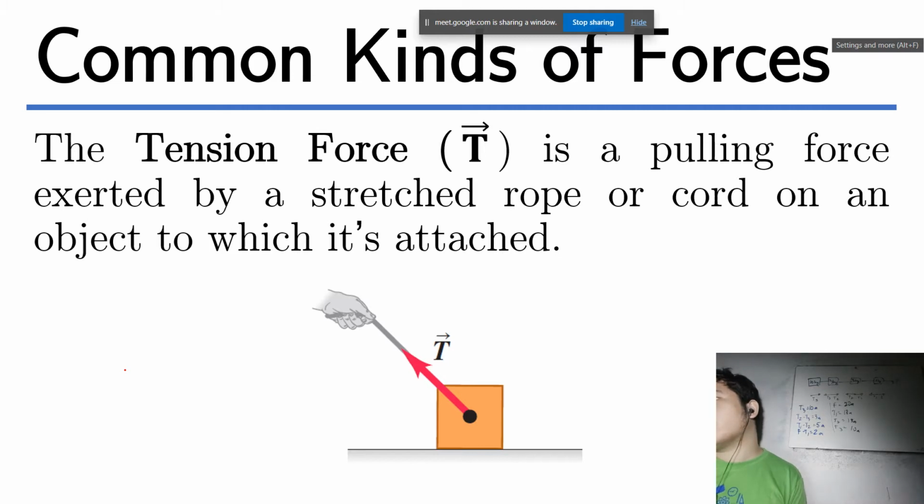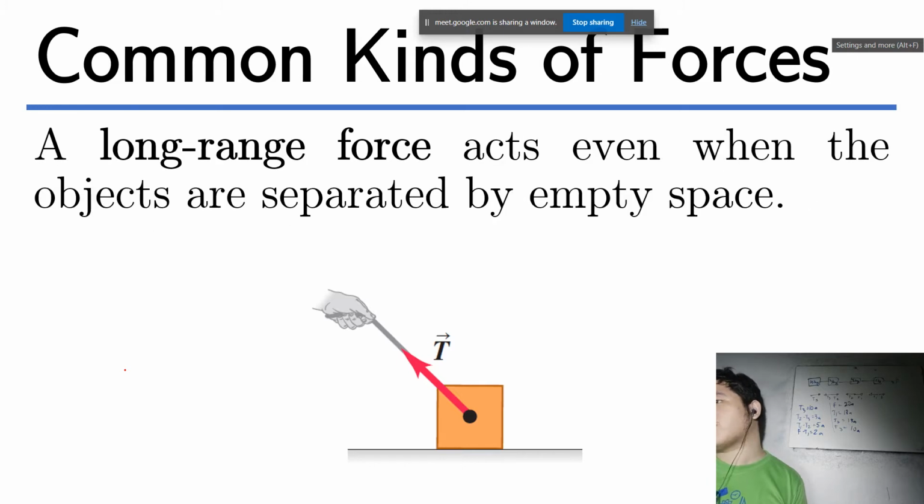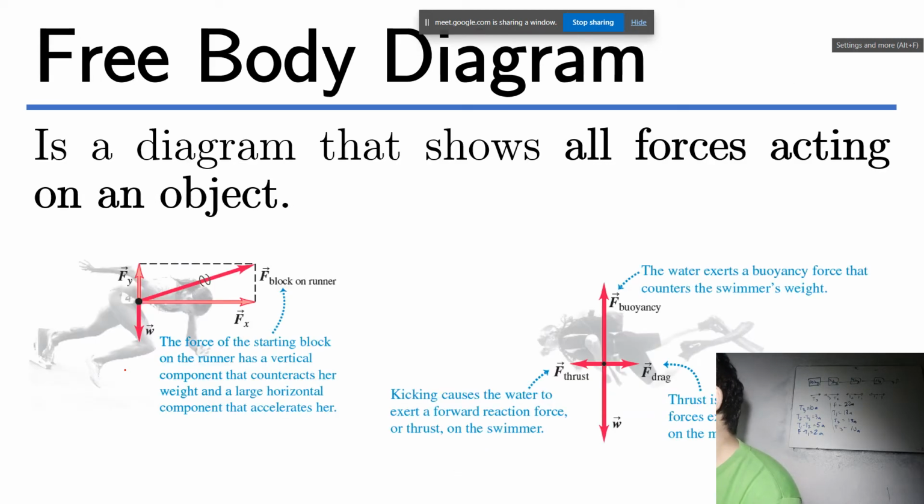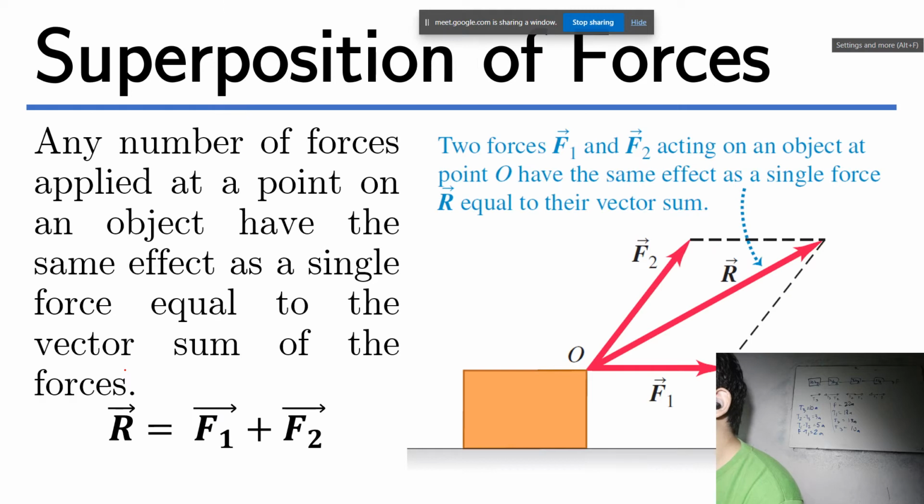Tension force naman is a pulling force exerted by a stretched rope or cord or an object to which it's attached. And lastly, a long-range force acts even when the objects are separated by empty space. Example nun is weight or gravitational force that pulls an object always towards the center of the earth. Free body diagram, lahat ng forces acting in an object. No? We'll do more of that later.